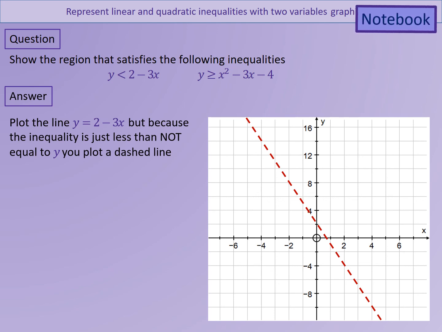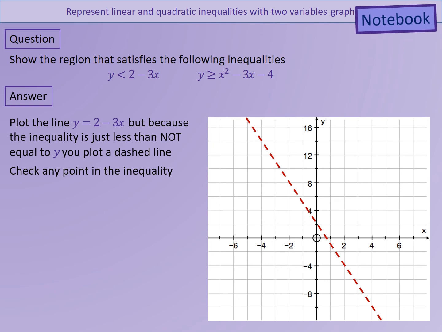On the previous question, if you go back to the previous question, you will notice that it was a less than or equal to, or a greater than or equal to, and therefore that is the reason why we drew a solid line, because it did include the points on the line itself. But in this case, we're not interested in those points, so we only use a dashed line.